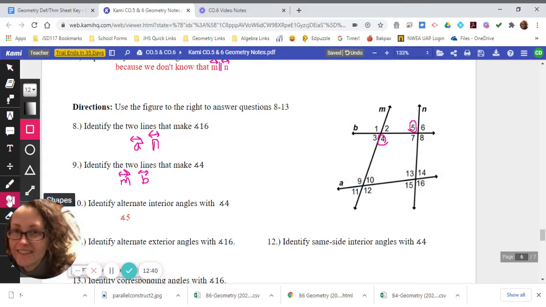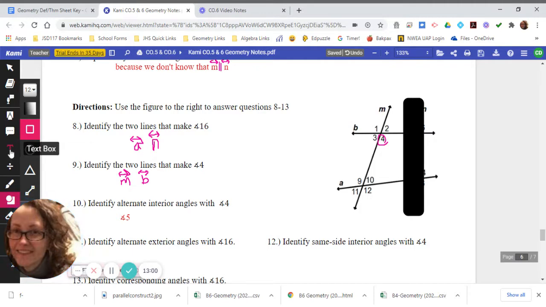And now I want to add a different one. So I don't want to cover up my angle 4 because that's what I'm trying to figure out where its partners are. So I'm going to cover up this way. I never want to cover up angle 4, line M or line B entirely because those are what make up that angle 4.